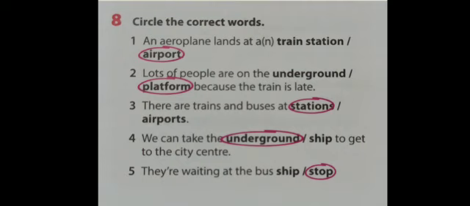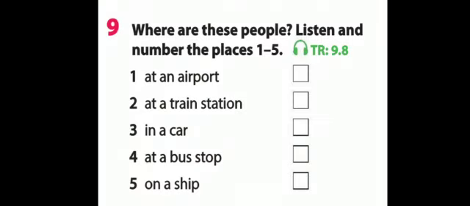Number 3. There are trains and buses at stations or airports. Of course, stations. Number 4. We can take the underground to go to the city center. So you can use the underground to get to the city center. Number 5. They are waiting at the bus stop, of course. Okay. Now we will move to question number 9. Where are these people? Listen and number the places from 1 to 5.